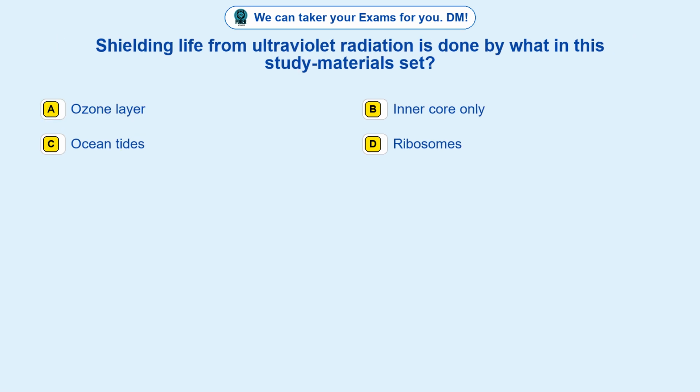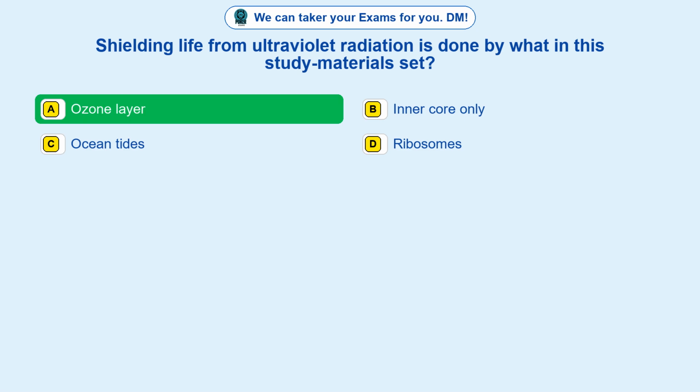Question 97. Shielding life from ultraviolet radiation is done by what in this study materials set? Option A, ozone layer. Option B, inner core only. Option C, ocean tides. Option D, ribosomes. The correct answer is option A.